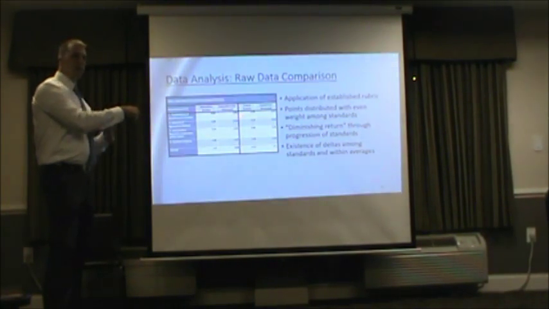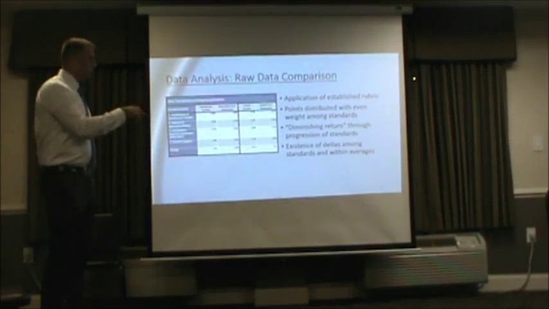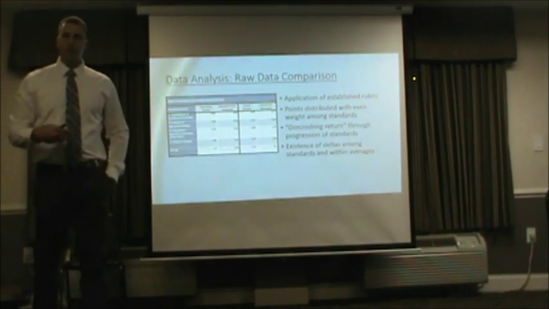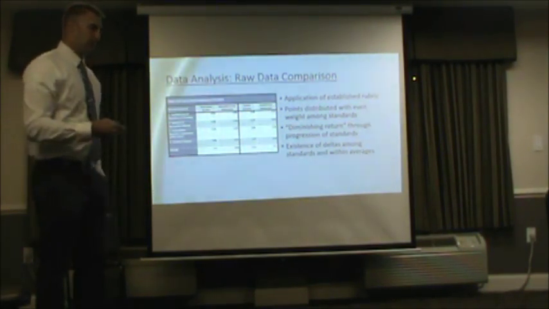For, let's take standard 1 for example. The baseline score for the intervention group, 2.62. The baseline score for the control group, 2.42. This comes into play later on. That's a 0.2 difference as far as the raw score between the intervention and control group.